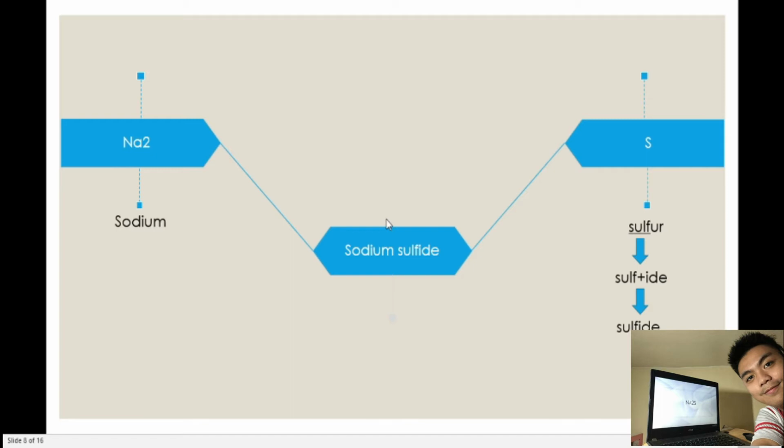If we had to go from the name back to the formula, sodium has a 1 plus ionic charge. Sulfur is 2 minus. So you can see why we have 2 sodiums here to balance out this 2 minus charge. So that's the naming of sodium sulfide.